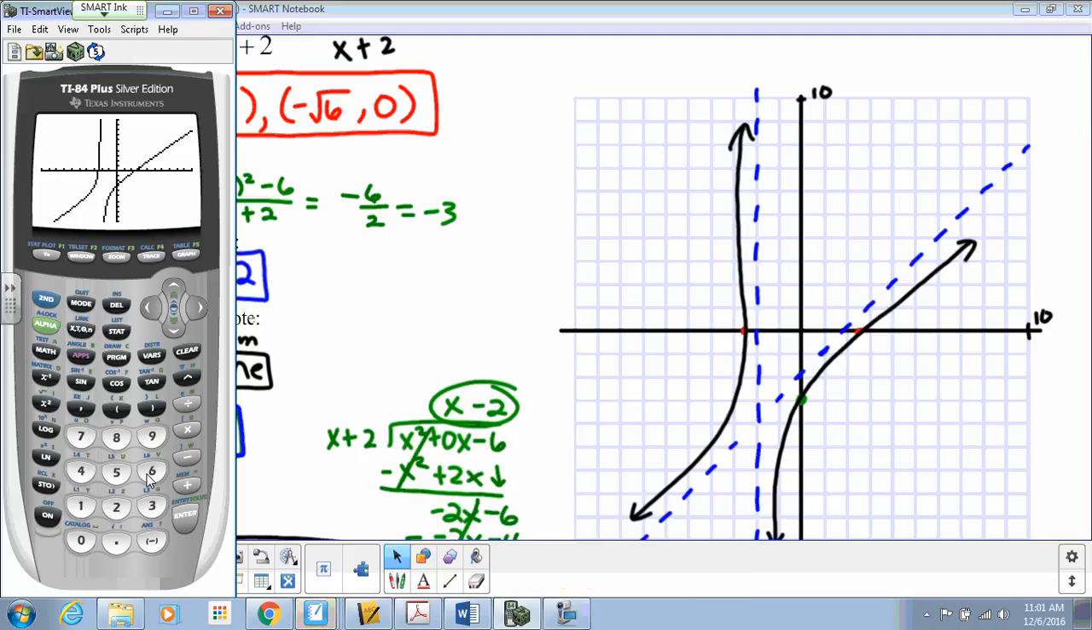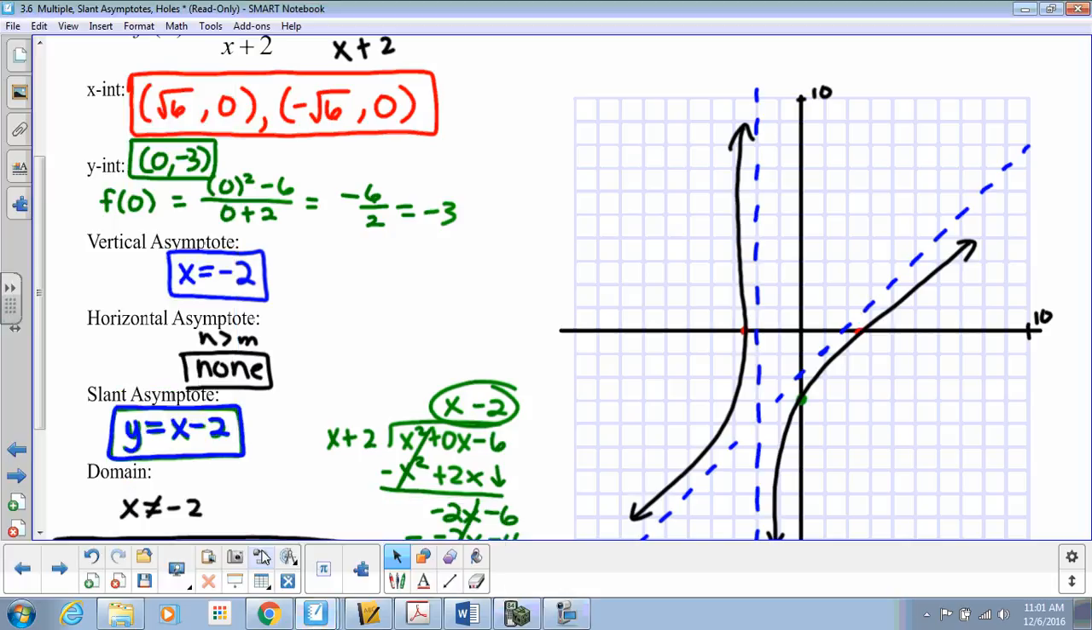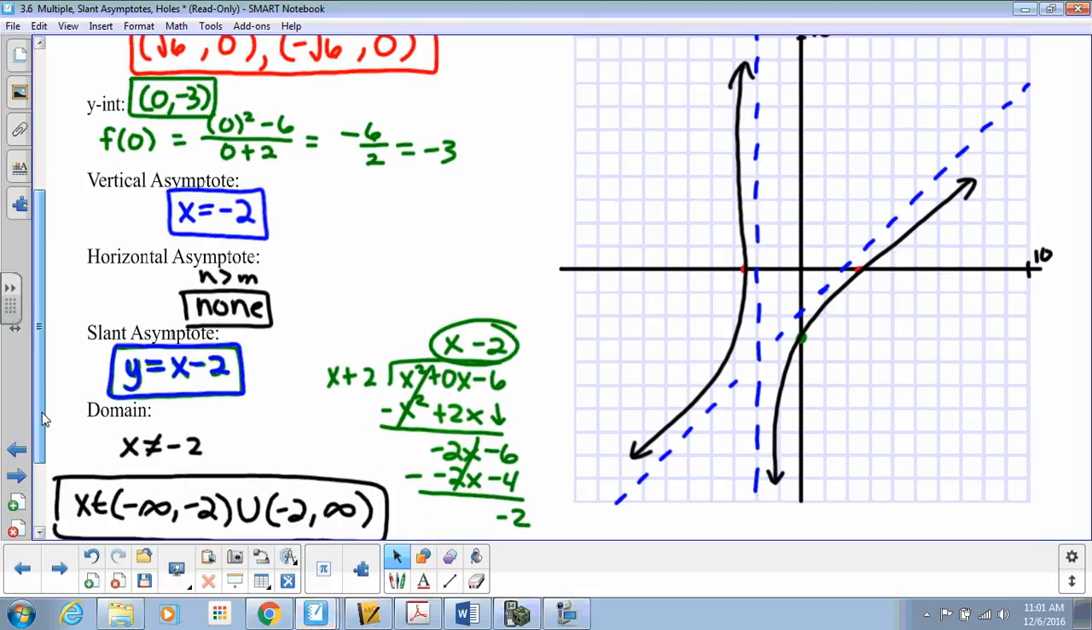Everybody able to get that on the calculator? If not, come talk to me because you're going to want to know how to do this for your test. All right, any questions? Okay, let's look at another one.